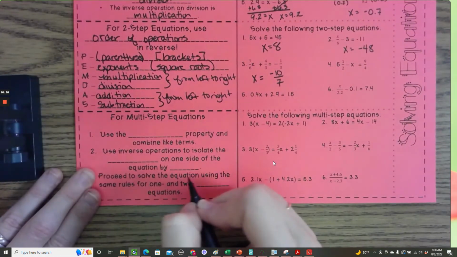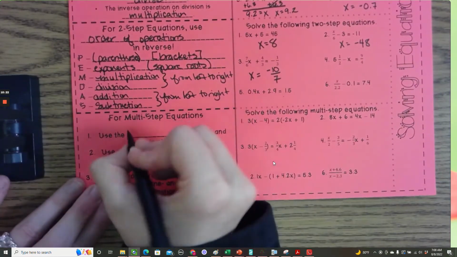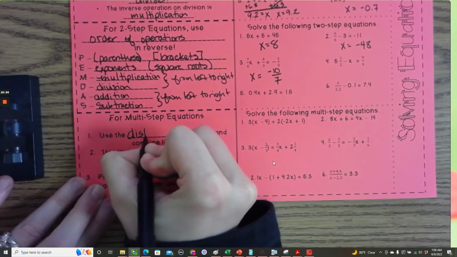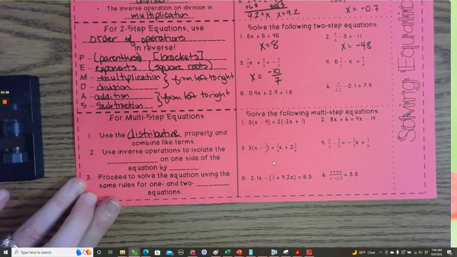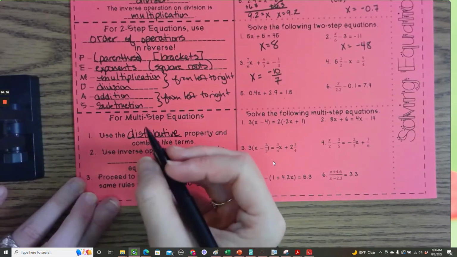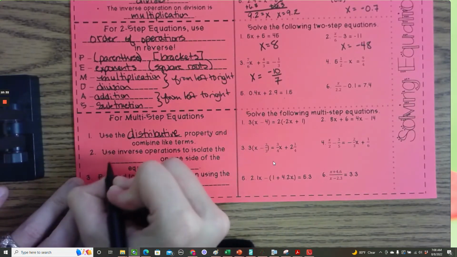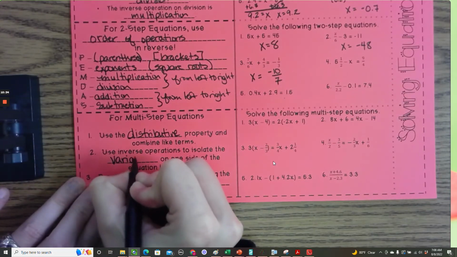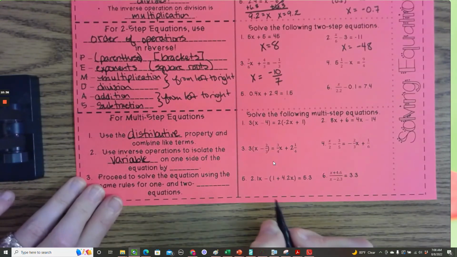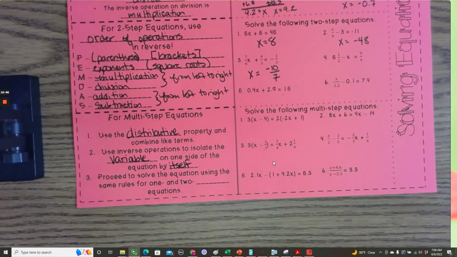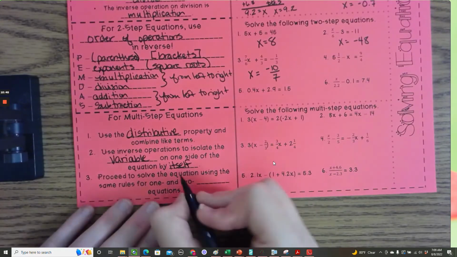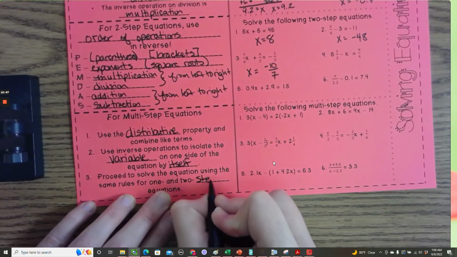So lastly, multi-step equations. So the first thing we're going to do is use the distributive property and combine like terms. Then we're going to use inverse operations to isolate the variable on one side of the equation by itself. And then we're going to proceed to solve the equation using the same rules for 1 and 2-step equations.